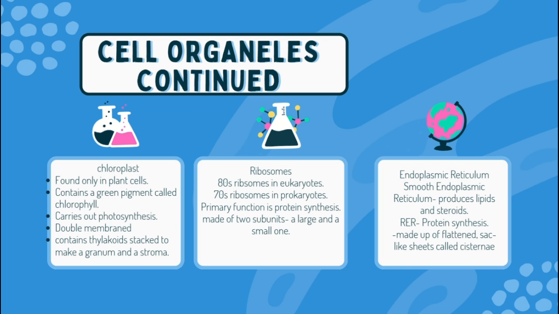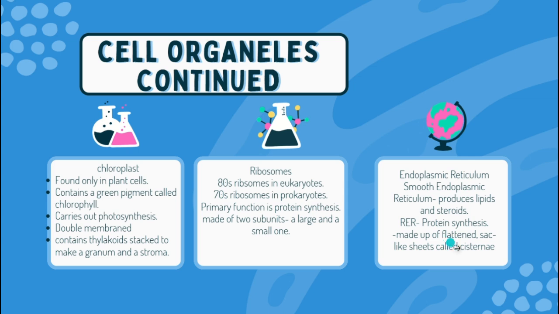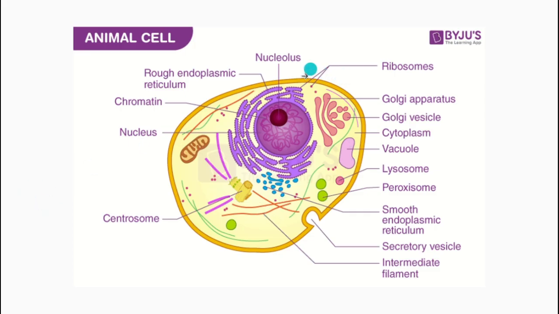Now the endoplasmic reticulum, you have two main types of ER within our cells. We have the smooth endoplasmic reticulum, which produces lipids and steroids. Then the rough endoplasmic reticulum is responsible for protein synthesis. The reason this makes sense, if we go back to the diagram, is that as you can see, the rough ER literally has ribosomes on it. You can see the little bumps on it. Those are ribosomes. Compare it to the smooth endoplasmic reticulum, which doesn't have any of those.